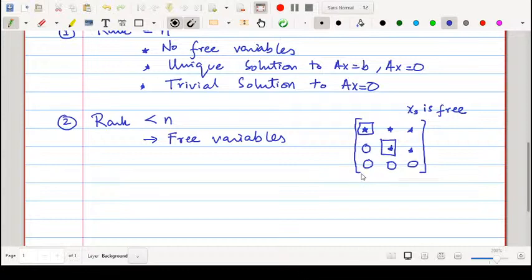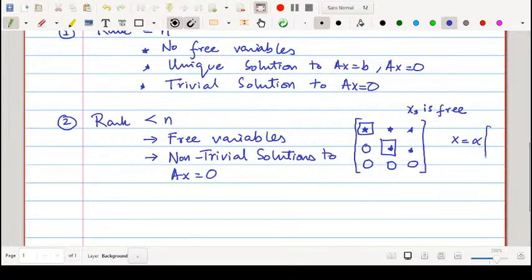So if x3 is free, what happens? The first thing that we noticed in the last lecture was that when x3 is free, you start getting non-trivial solutions to Ax equals 0, which means you will have infinitely many solutions to Ax equals 0. And this is something that we saw in the last lecture, which is we got solutions of the form x equals some alpha times some vector, right? So you got a line or you got a plane through the origin, depending on how many free variables you had, right?